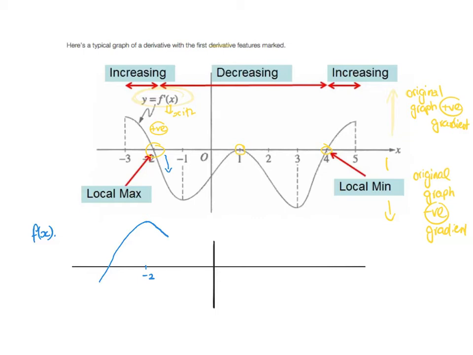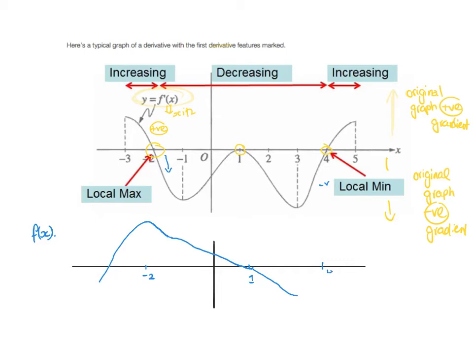Now it stayed negative, so it was still all negative all the way down until we get to 1, and then the gradient was 0. It still becomes negative, so it still goes down. And then at 4, here we know it was negative at 4, and then it changed to positive.